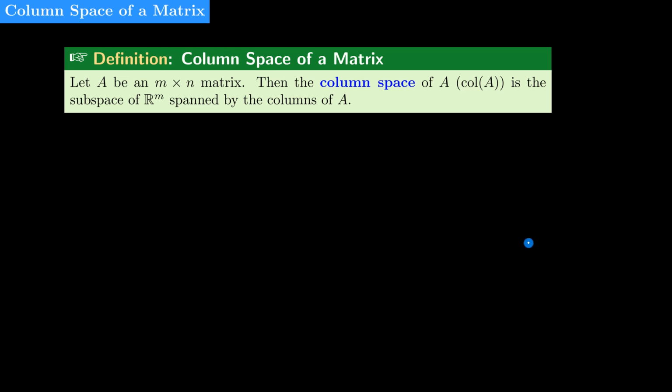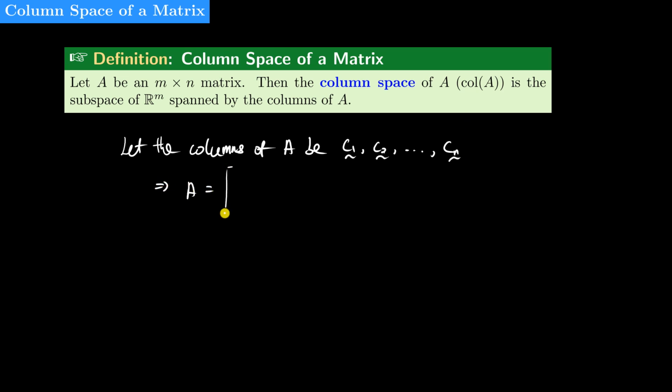Let's first define the column space of a matrix. Let A be an m by n matrix. Then the column space of A, denoted by col A, is the subspace of R^m spanned by the columns of A. So we let the columns of A be the vectors c1, c2, all the way to cn, which means that our A matrix can then be expressed as [c1, c2, ..., cn].